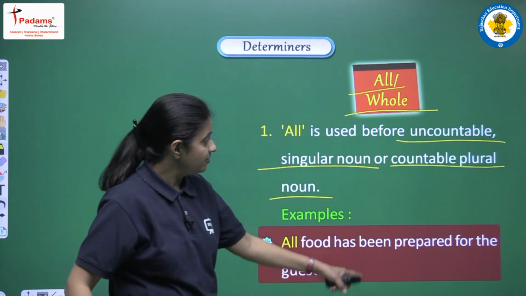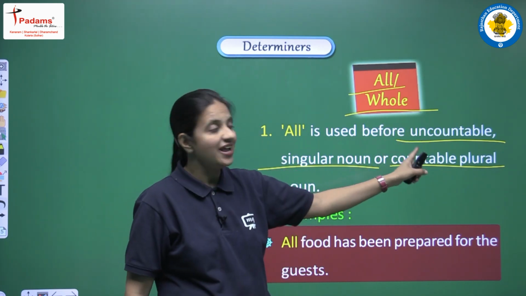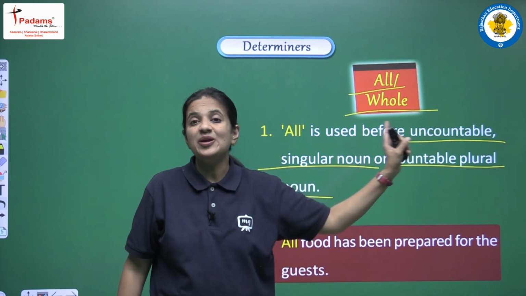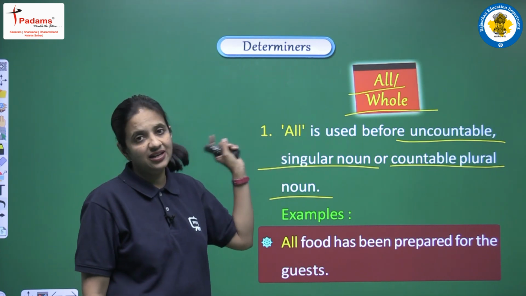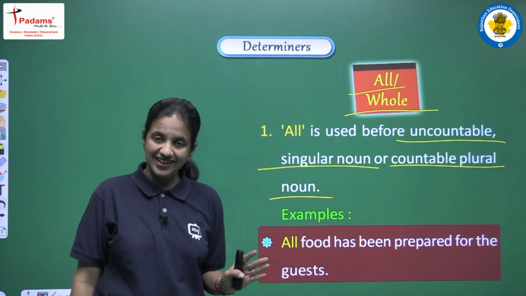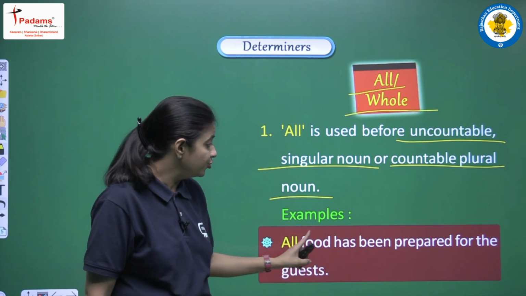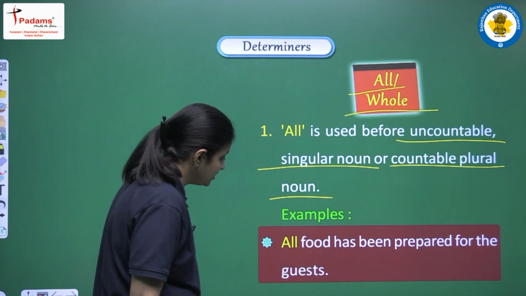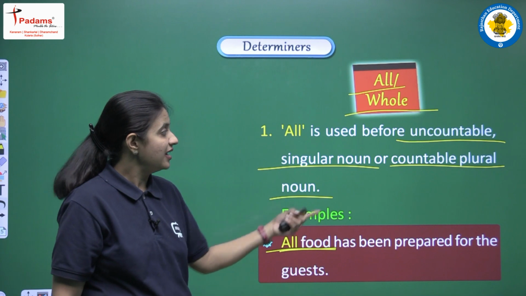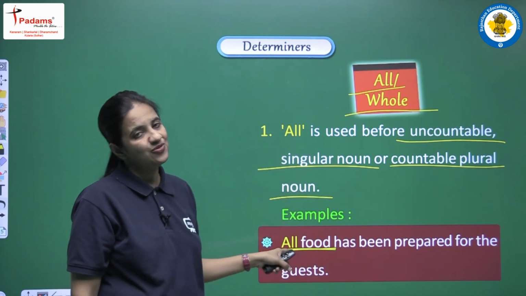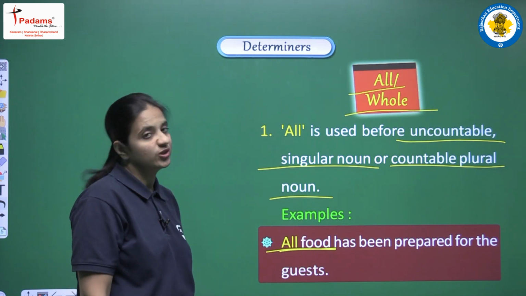So what does it mean? It means that if we are having an uncountable noun, that should be singular. If we are having a countable noun, that should be plural, and before these conditions we can use our determiner, all. Okay, so let's see some examples to clear this thing. We are having: all food has been prepared for the guests. Now we are having food. We all know that food is uncountable and food is a singular noun also. So we are using all here, and we are writing that all food has been prepared for the guests.